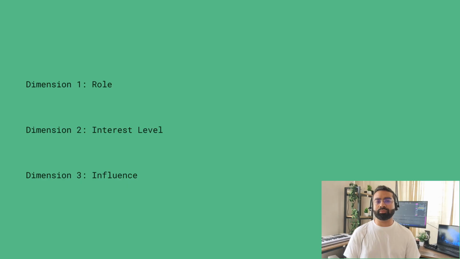Plot each stakeholder, invest time in high influence plus high interest. Manage high influence plus low interest. They are not engaged, but they can kill you. Update low influence stakeholders, but don't spend too much time.